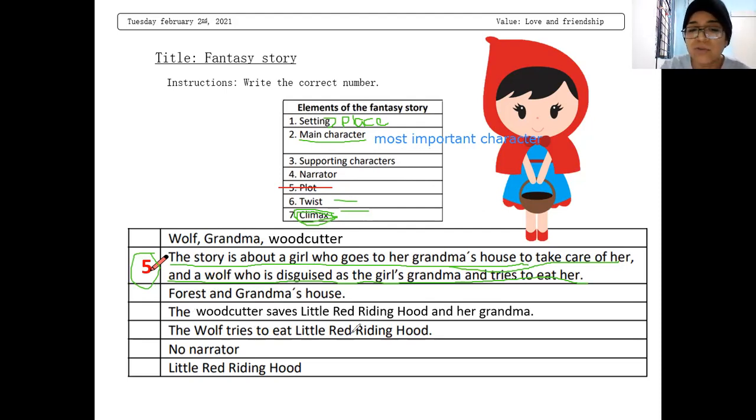Y luego the wolf tries to eat Red Riding Hood. ¿Qué dice aquí? Que el wolf eat Little Red Riding Hood. Y luego dice no narrator. ¿A qué número corresponderá aquí? Y luego Little Red Riding Hood. ¿Quién es esta persona? ¿A qué corresponderá? ¿Será setting? ¿Será twist? ¿Será clímax? ¿Ok? What is it? ¿Cuál será cuál? Ahí me lo vas a escribir en Class Dojo. ¿Ok?